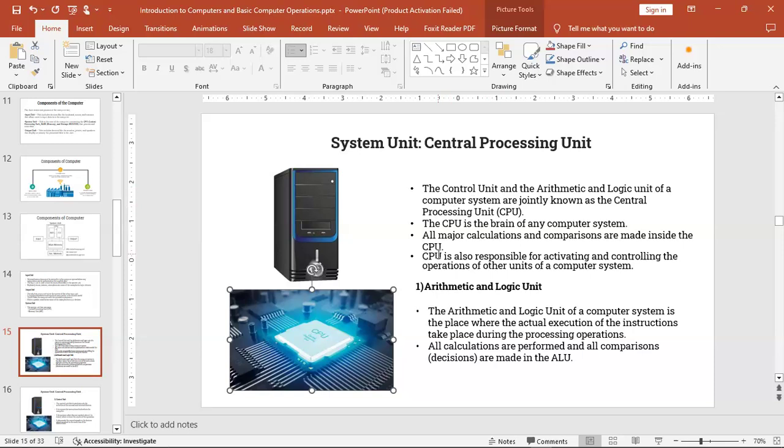Now, look at this last point. The CPU is also responsible for activating and controlling the operations of other units of the computer system. So if we want to relate this with our day-to-day life, what are the other units of our body? What are our other units?